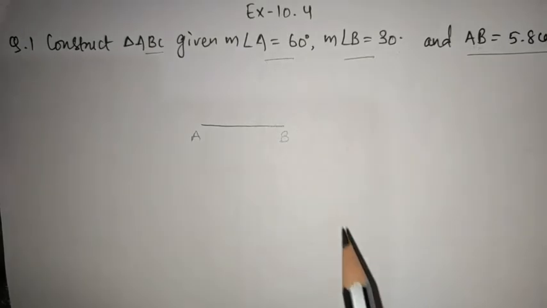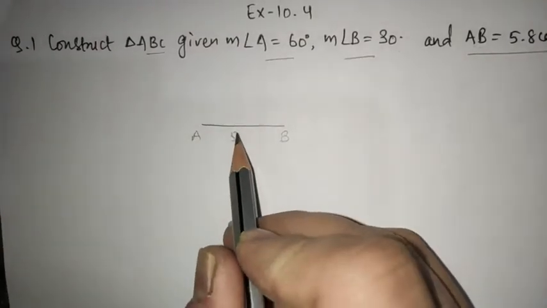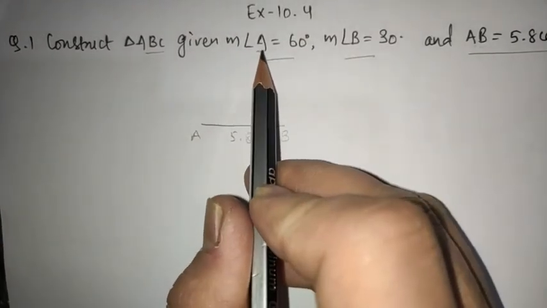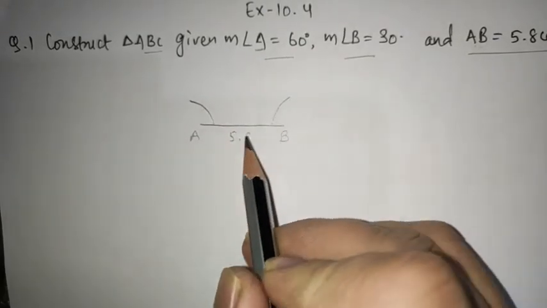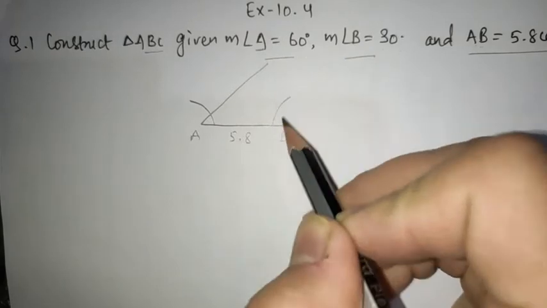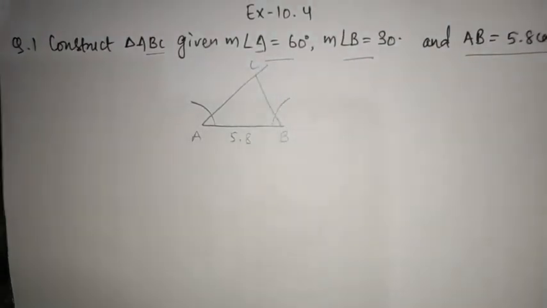First of all, we have to make the base AB, which is 5.8, then at angle A we have to make 60 degree from here. From here we have to make 30 degree. Wherever they meet, that will be C. Okay, that's as simple as that. So I'll show you how to do this. So let me erase it.